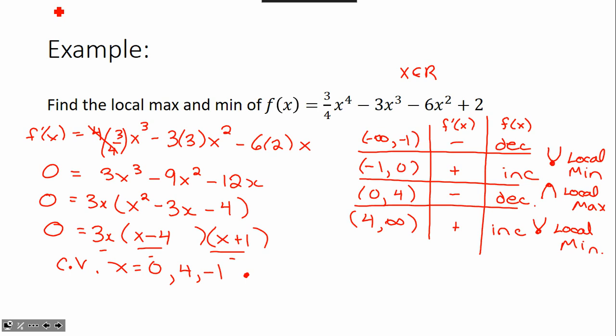And that is it. We plug them back in. So at f of negative 1, we get negative 1/4. At f of 4, we get negative 94. And f at 0, we get 2. And those are the values of our local mins and our local maximums. And that is it.